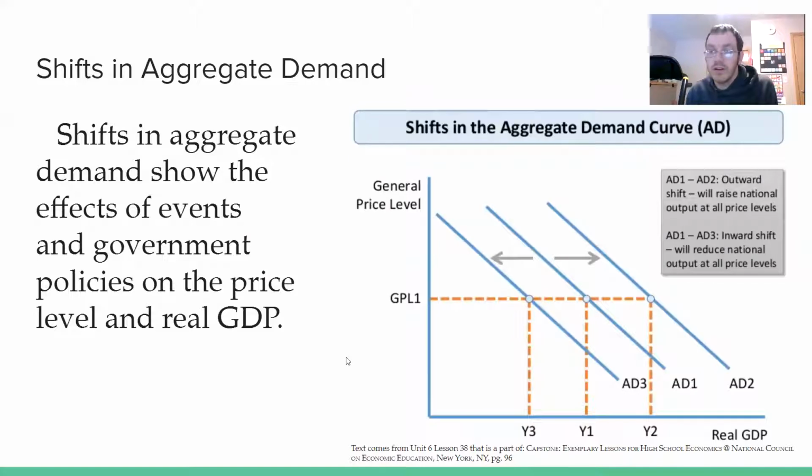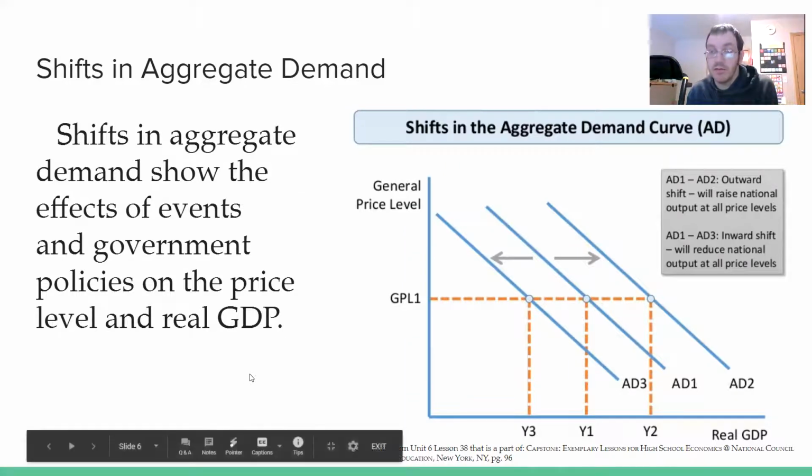So we get to the meat of it all, the shifts in aggregate demand. Shifts in aggregate demand show the effects of events and government policies on the price level and real GDP. The coronavirus, when it hit, was a major shift on aggregate demand.